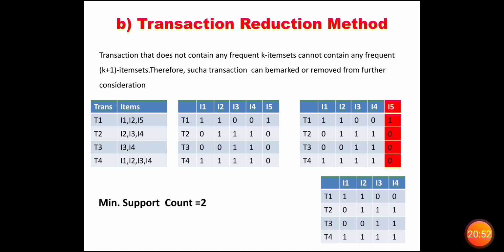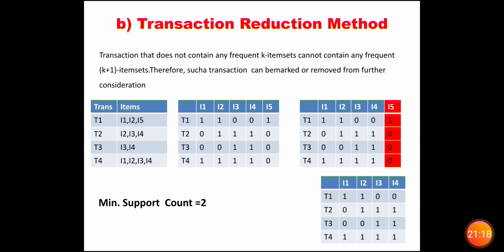Okay, if you see the T2 sum, it is coming 3. If you see the T3 sum, it is coming 2, and T4 is having 4. For example, in T4, I1 is present, I2 is present, I3 is also present, I4 is also present. So the sum for T4 is 4.